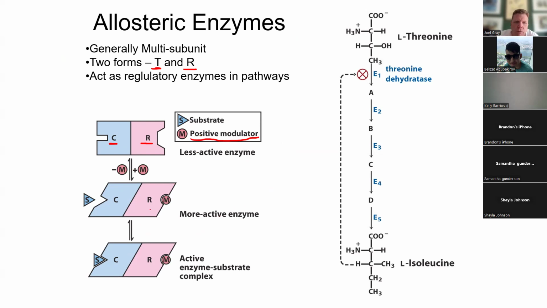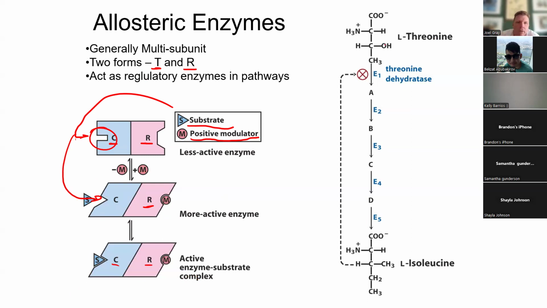So we see this positive modulator bind to our regulatory domain, which causes the site where our substrate naturally wants to bind to change shape. So now, if you look at the shape of our substrate, a triangle, it's not going to fit in here. However, whenever the positive modulator binds to our whole protein and causes the shape of the protein to change, now all of a sudden our substrate has a binding site that's much more favorable to bind to. And that's going to give us our active enzyme-substrate complex. This is our catalytic and our regulatory domain, where both of the ideal binding partners are formed.